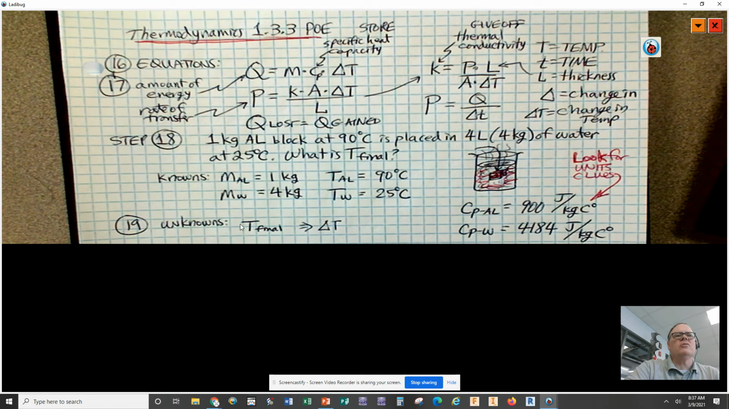What is unknown to us is the final temperature, and that's going to come from delta T. We're going to know the initial temperature, and we're going to have to calculate the delta T, and then from delta T and the initial temperature, we can calculate the final temperature. So it's kind of a two-step process. All right, so knowns and unknowns. That's all I've listed so far.